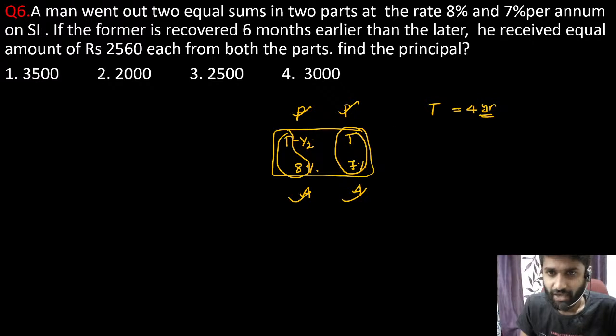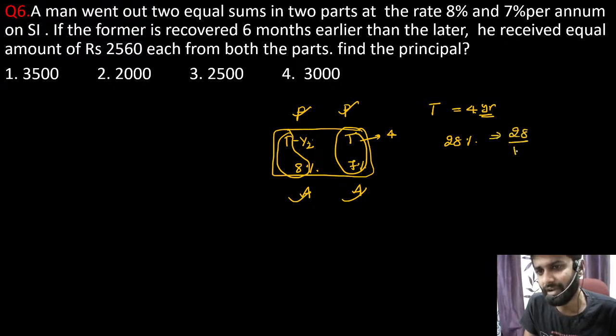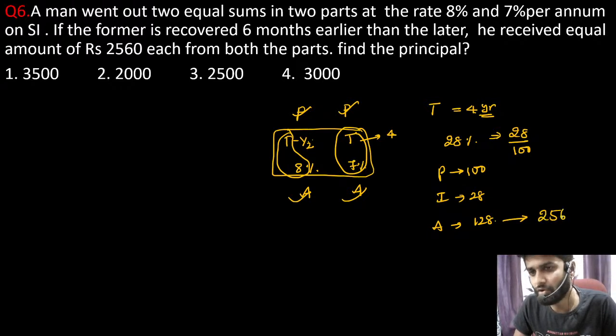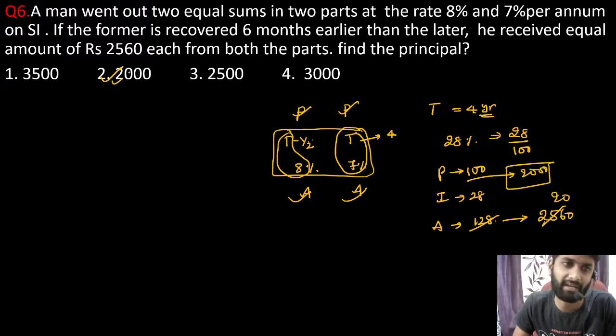Now you observe that if you replace the T value in either the first one or the second one, it is not a problem. Here you just substitute 4 years. Now see, 7 fours are how much? 28%. 28% means the value becomes 28 by 100. Now principal 100 units, interest 28 units, amount is 128 units. You just compare the value: 128 units is equal to 2560. Each unit is equal to 20. Now the principal becomes exactly equal to 2000.